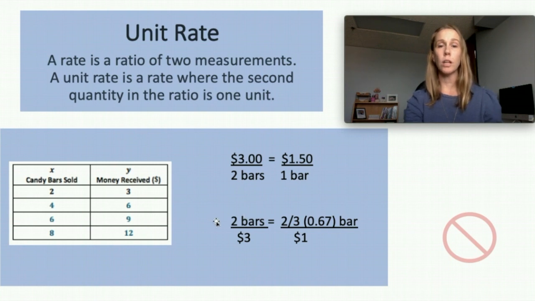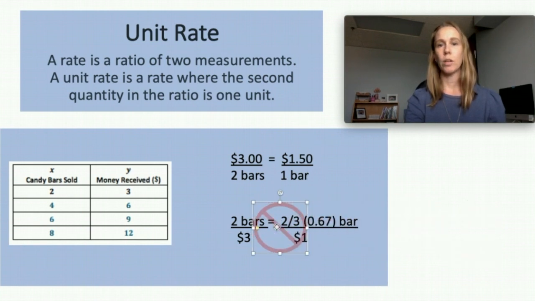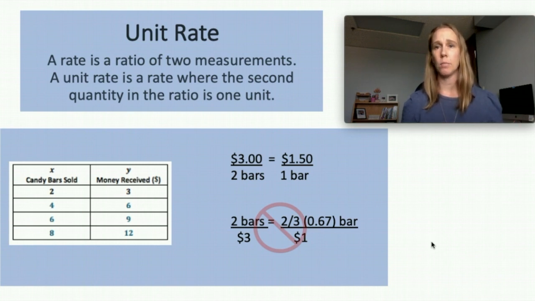Now, you could interpret this the other way, like 2 bars for $3. I could do 2 divided by 3, and that means I get 2/3 of a candy bar for $1, or 67 hundredths about for $1. But we don't want to do that because that doesn't make sense. I can't come to a candy bar sale with $1 and say, hey, give me as much as this will buy me.